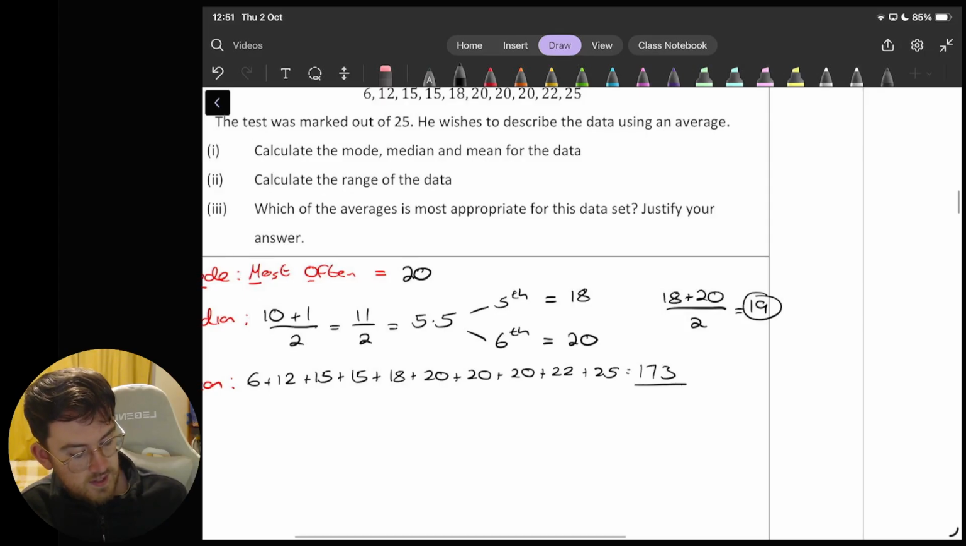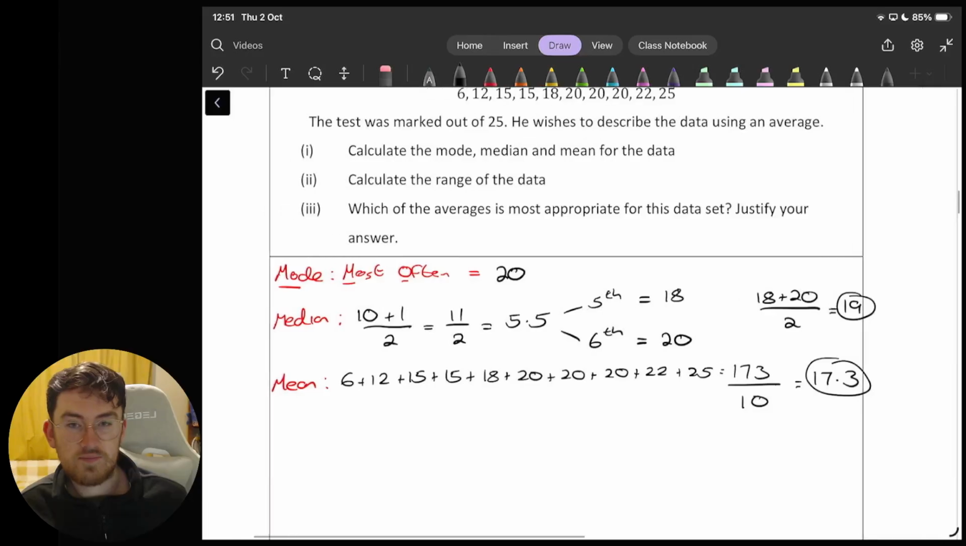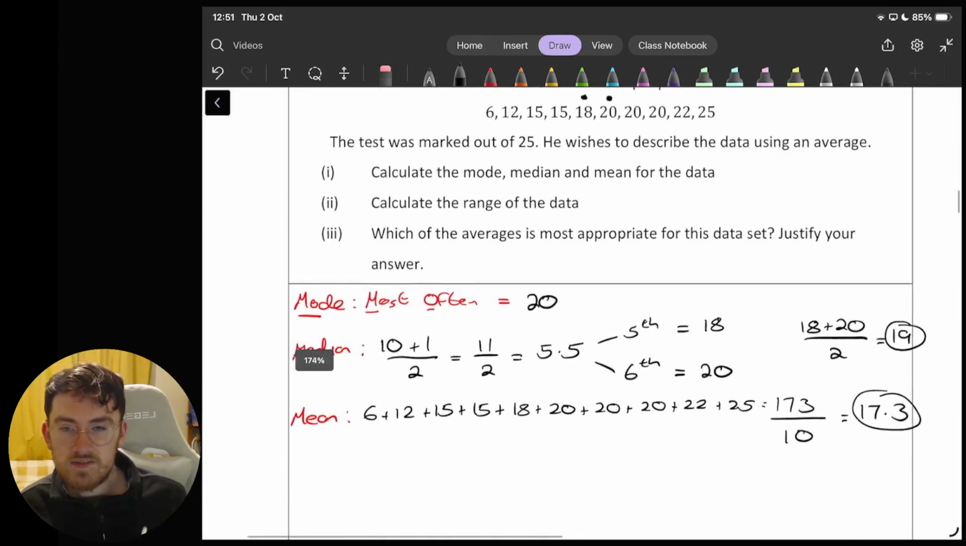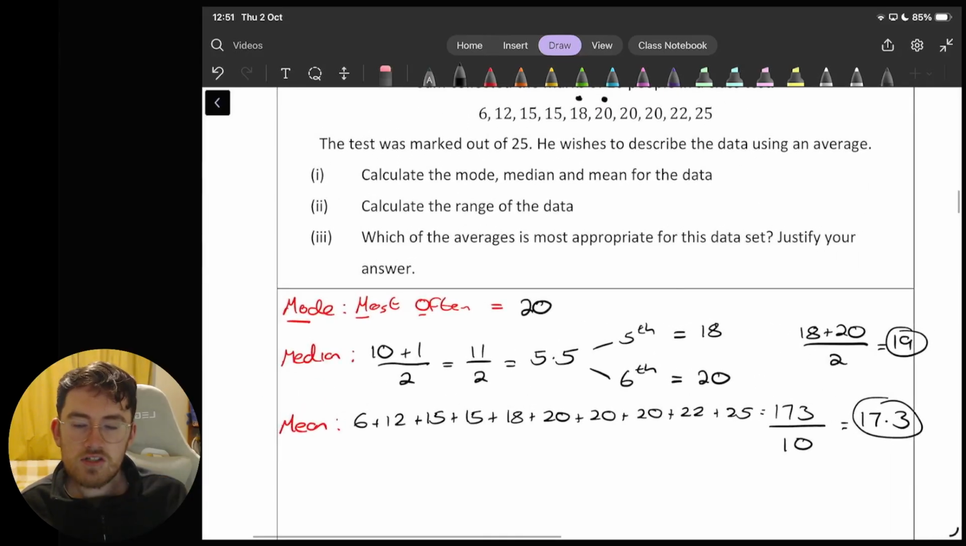We're going to divide that by how many data points we had, which was 10, and we get an average of about 17.3. So we can see we have 3 different types of average, and each of them has presented me with a slightly different result. The mode and the median are fairly close together, and the mean is slightly below both of them, a little further than they are from each other. So each of them presents a slightly different version of what the average is.